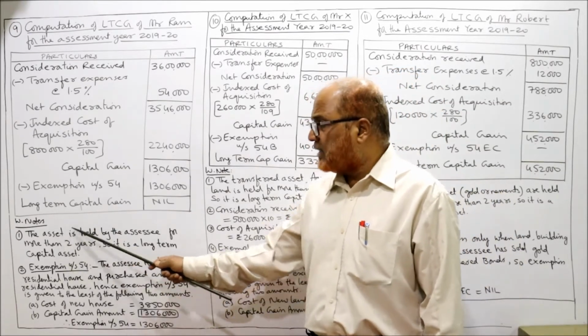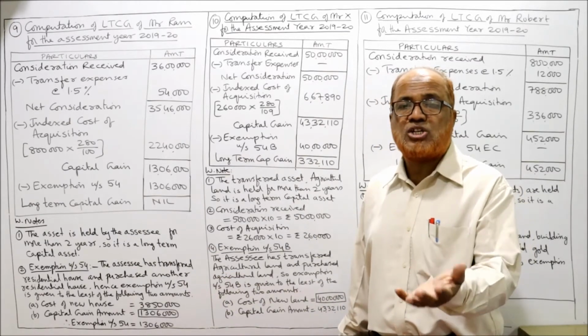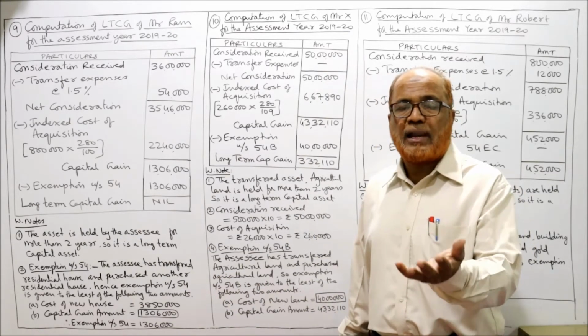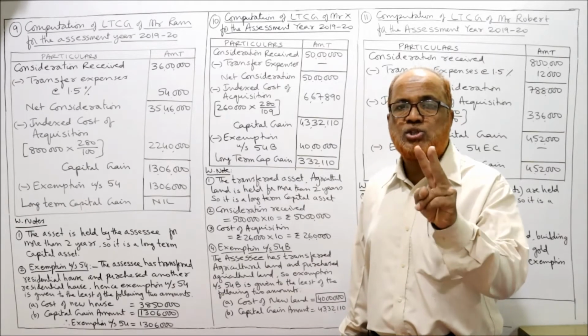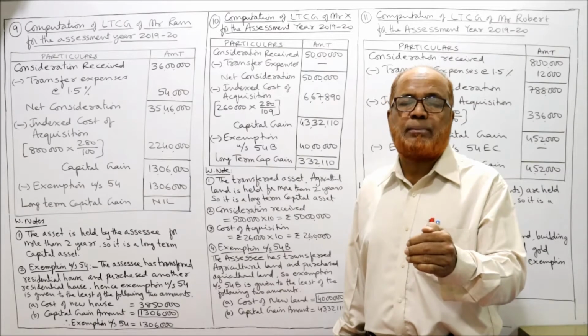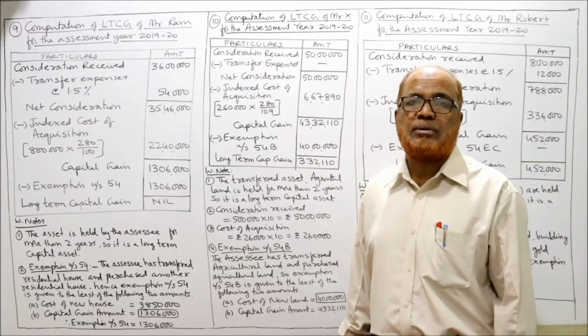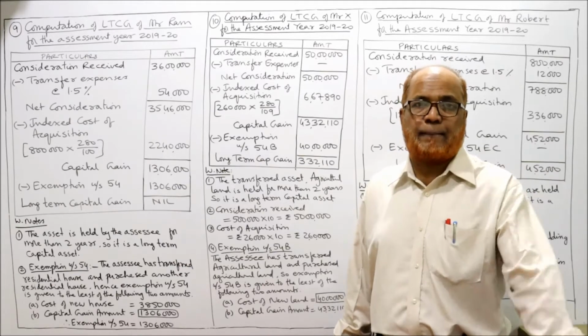First working note. The asset is held by the assessee for more than 2 years because it's a residential house, land and building. For land and building, the period of holding is 2 years. If it is sold before 2 years, it is a short-term capital asset. If it is sold after 2 years, it is a long-term capital asset for land and building.